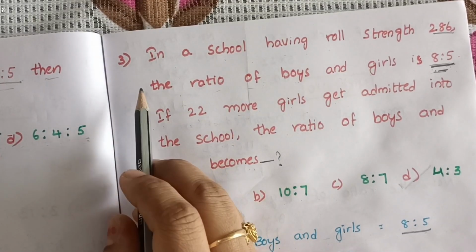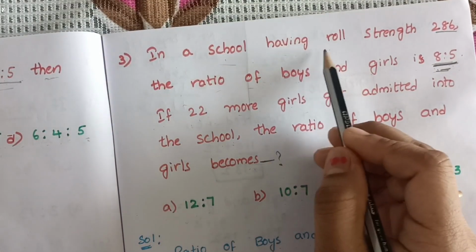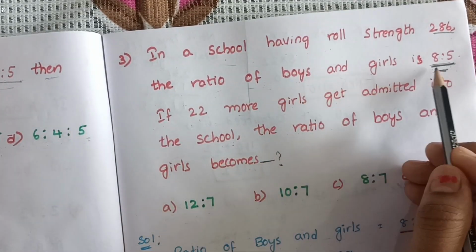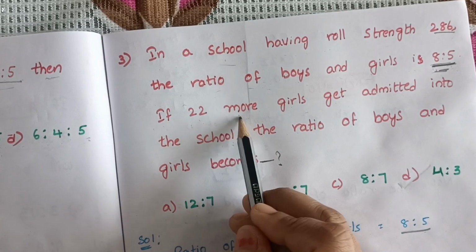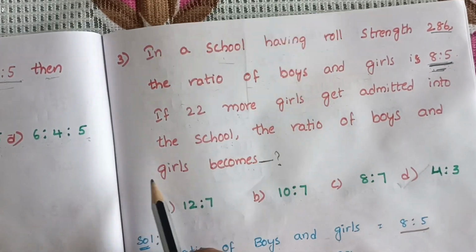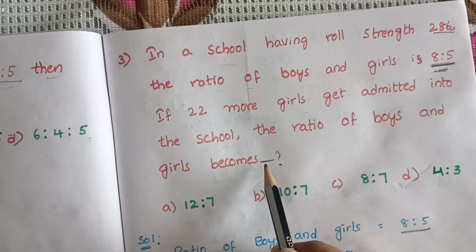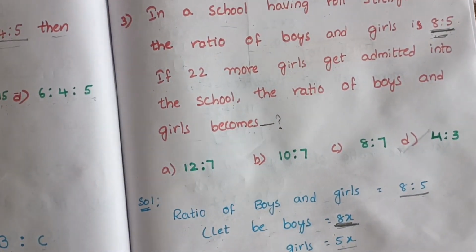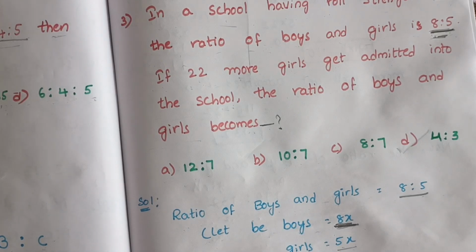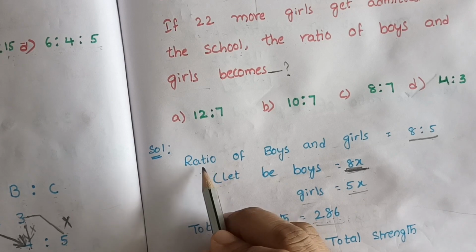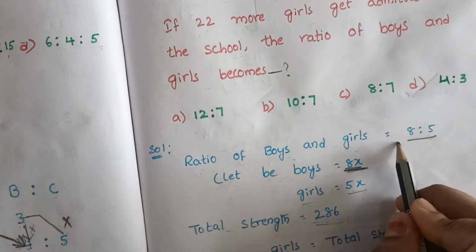Now we will see third question. In a school having roll strength 286, the ratio of boys and girls is 8 is to 5. If 22 more girls get admitted into the school, the ratio of boys and girls becomes, we need to find the ratio of boys and girls. And also we need to find the number of boys and number of girls. Let's start to find the solution. Ratio of boys and girls is 8 is to 5.